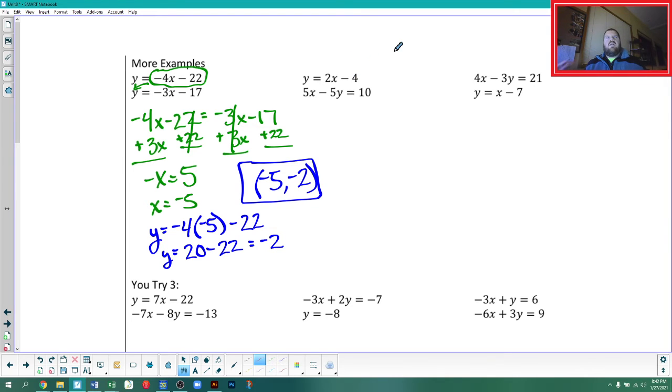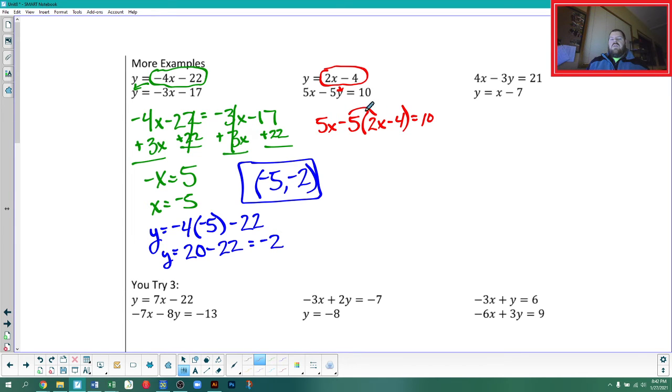I'm trying to find an equation that's either solved for a variable or has a 1 in front of a variable. And when I look at it, I have this equation solved for a variable. That's what y is equal to. So I'm going to put that in for y in the other equation. 5x minus 5 times all this, 2x minus 4, equals 10.